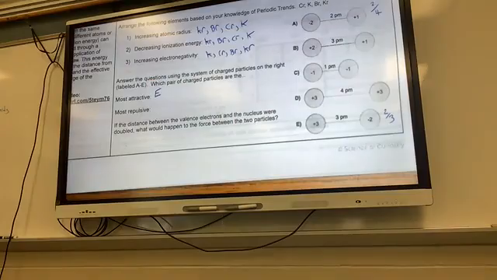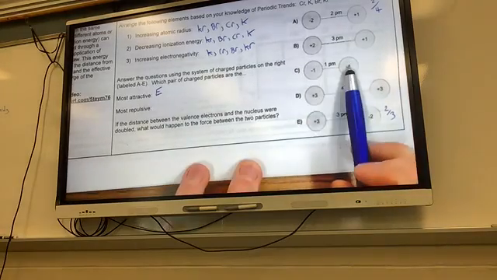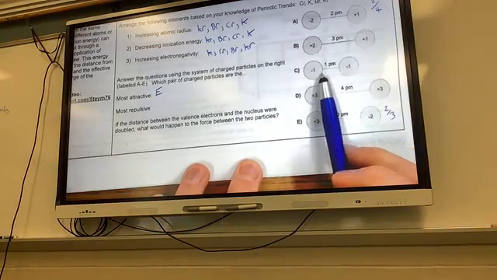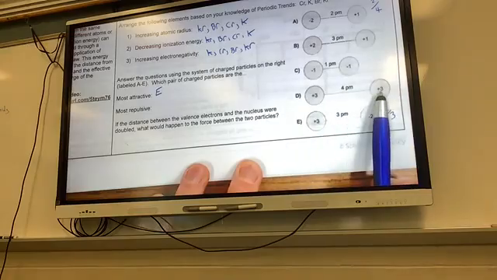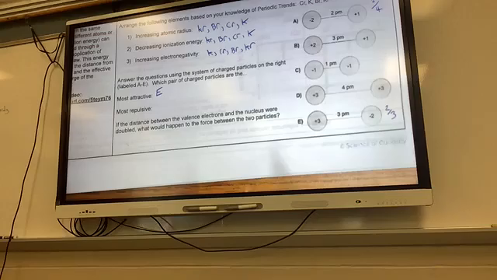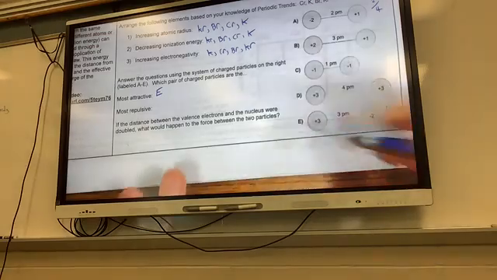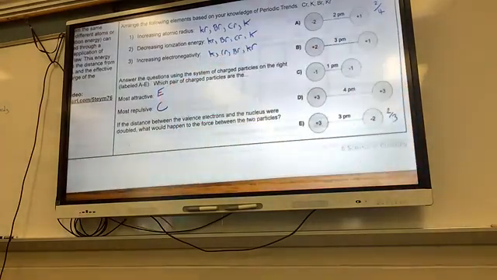Most repulsive. Is it D? I think it's C. Remember, if it's going to repel, they need to be closer together. So 1 times 1 is 1, 1 divided by 1 is 1. 3 times 4 is 12, 12 divided by 16 is definitely less than 1. You can also kind of tell by the picture, but it's going to be C.